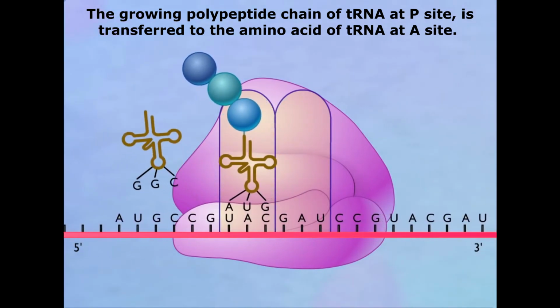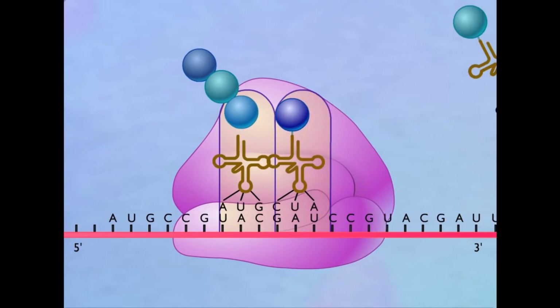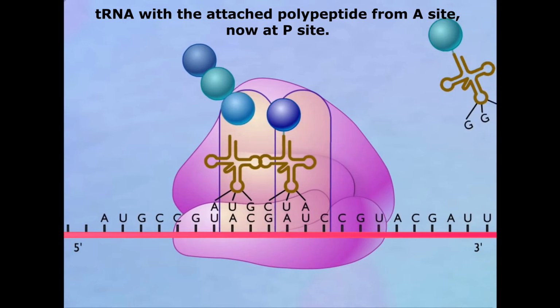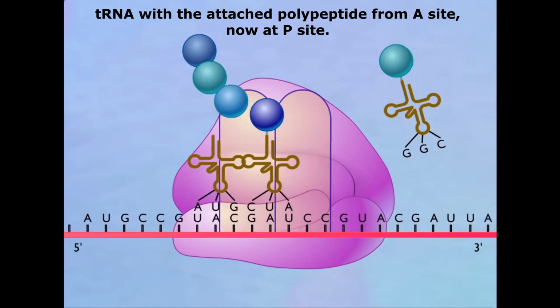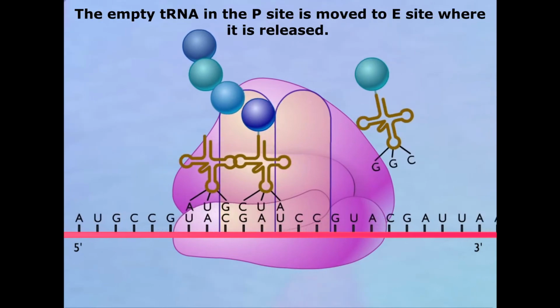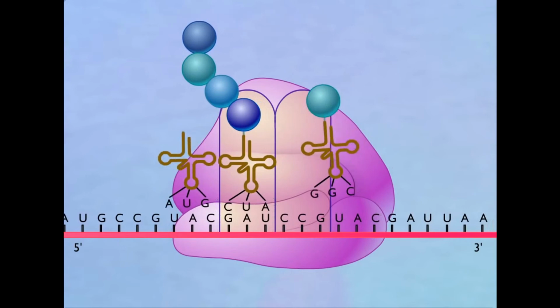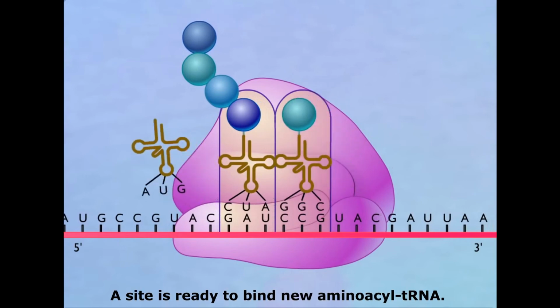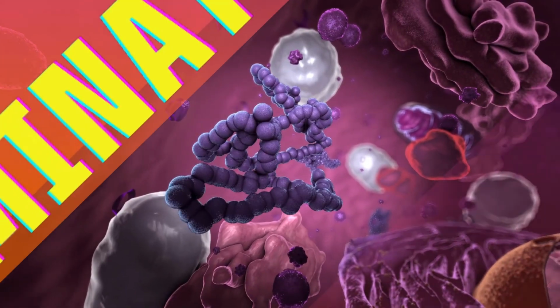tRNA at A site. Step 3. Translocation. The ribosome translocates tRNA with the attached polypeptide from A site, now at P site. The empty tRNA in the P site is moved to the E site where it is released. The A site is ready to bind new amino acid tRNA. The process is repeated until complete polypeptide chain is formed.